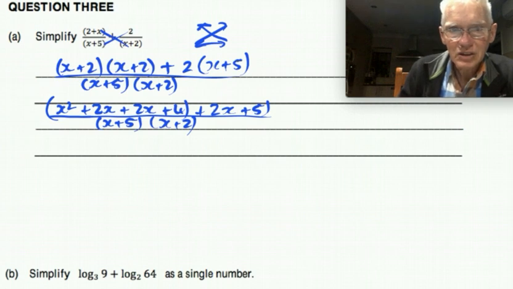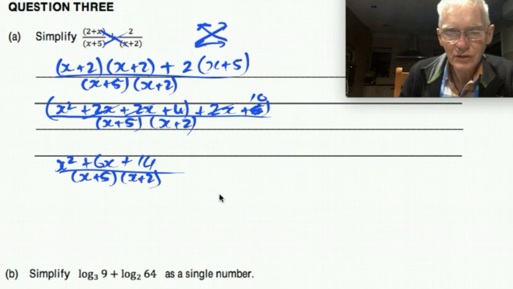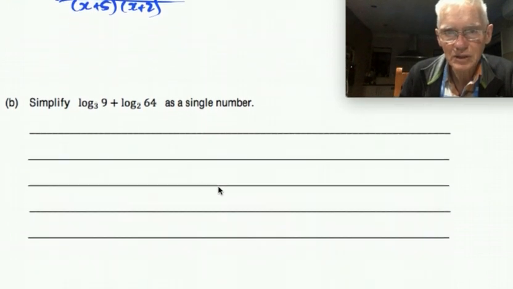So then, tidy this up, we can see we've got x squared. Now I've got 2x, 2x, and 2x. That makes 6x. And I've got 4 and... did I multiply that? No, 2 times 5 is 10. That should be 10 there. So 4 and 10 is 14. And that is divided by x plus 5, x plus 2. So here we've done our first achieved question in question 3.